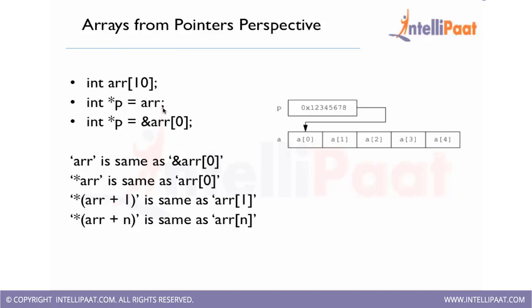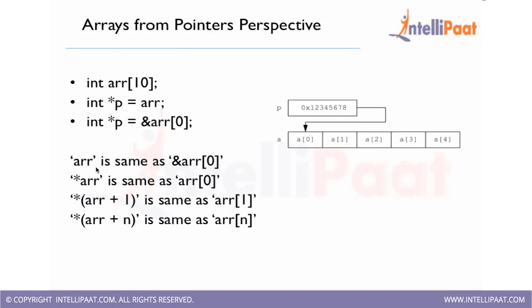So we can make an initialization like this: int *p = arr, because arr is a pointer which is pointing to the 0th element of the array. Similarly, this is also the same: int *p = &arr[0]. This is just a different type of representation, but the result will be the same. arr is the same as &arr[0]. *arr is the same as arr[0].